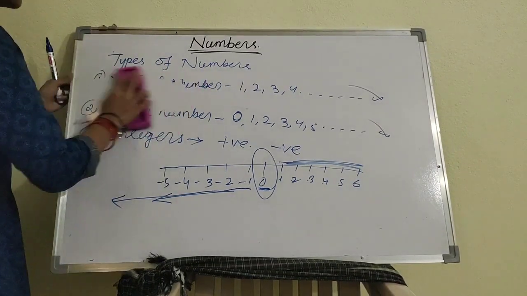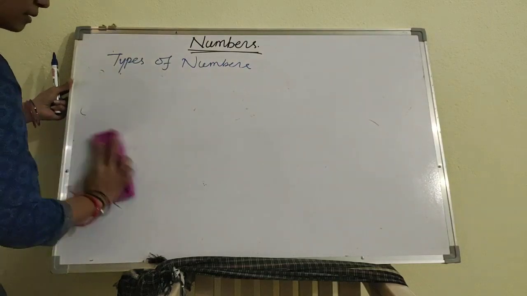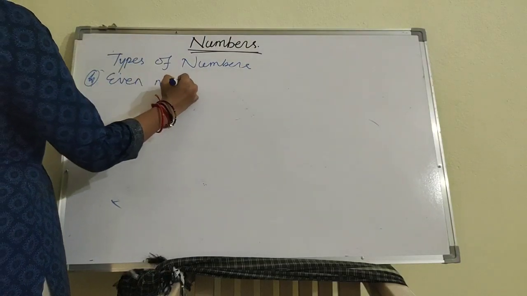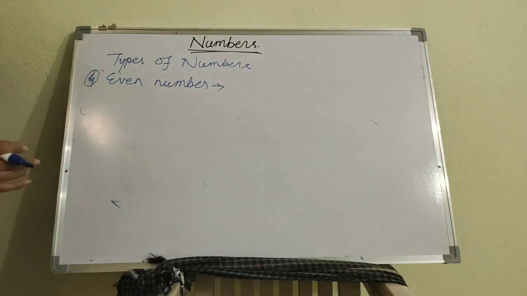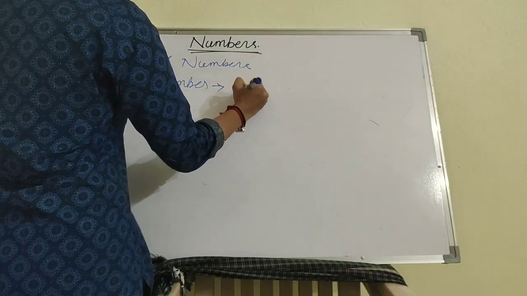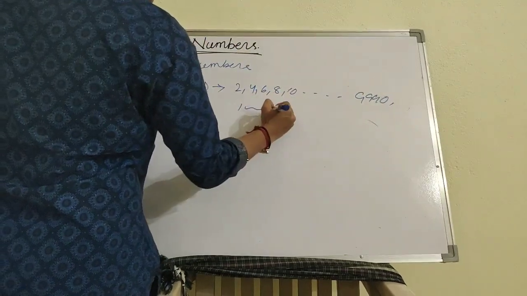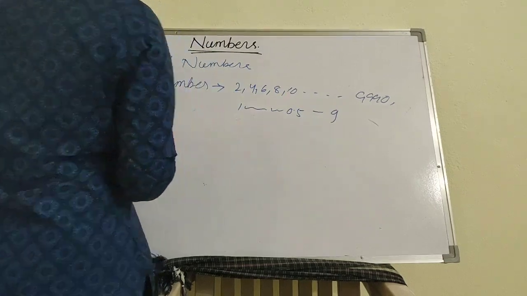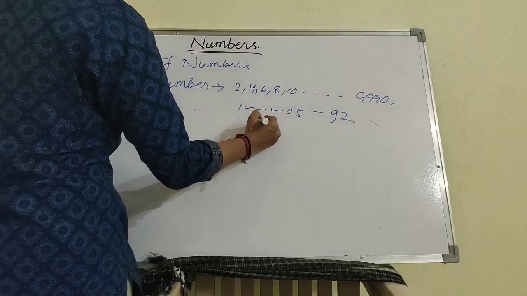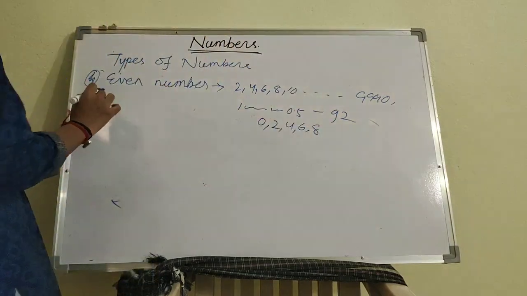So next is the fourth one, even number. The number which is divisible by 2 is known as even number, including 0. 2, 4, 6, 8, 10, and so on. So, if in one's place we are finding 0, 2, 4, 6, 8 in any number, then that will be our even number.